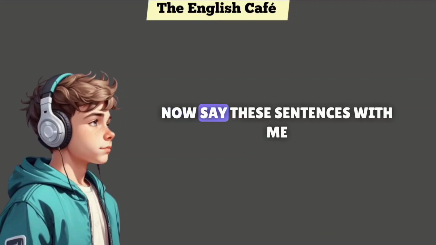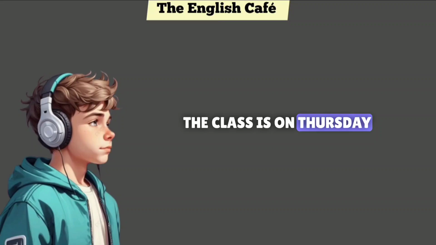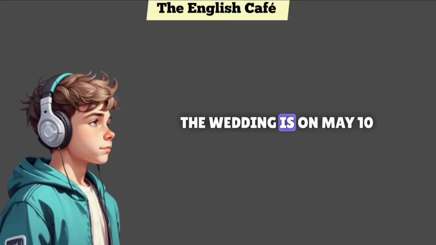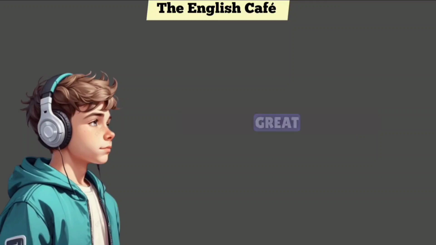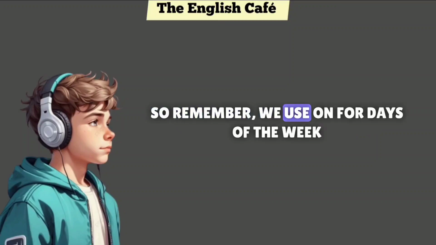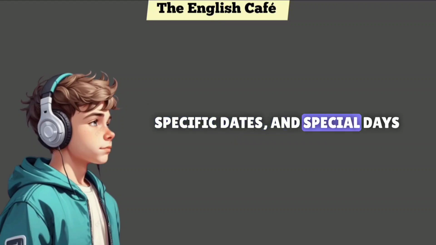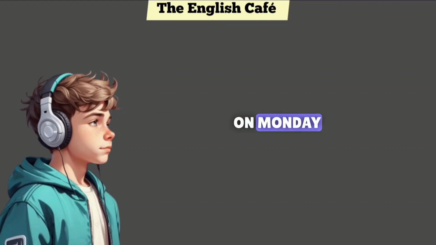Okay, now say these sentences with me. The class is on Thursday. Let's do another one. The wedding is on 10th of May. Great. So remember we use on for days of the week, specific dates, and special days. On Monday. On March the 1st. On my birthday. On Christmas Day.